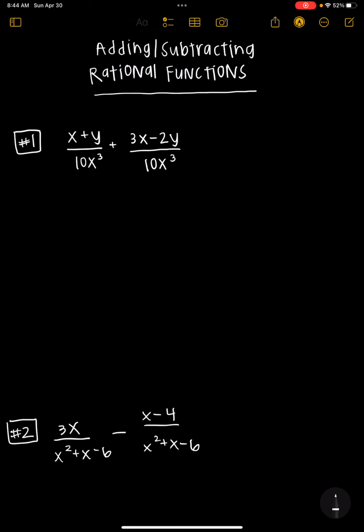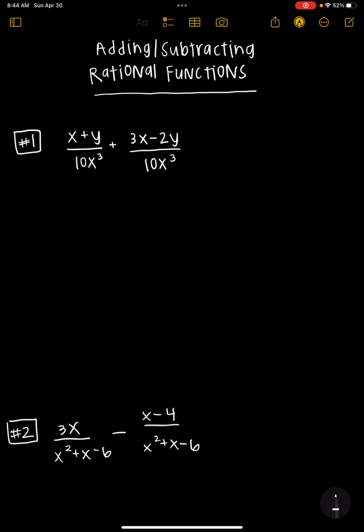Everyone, so now we're going to be talking about how to add and subtract rational functions. In the last video we talked about how to simplify them. Now we're going to learn how to actually use them a little bit. So when we add and subtract rational functions, because these rational functions are fractions, the biggest thing that we need to do is make sure that the denominators are the same.